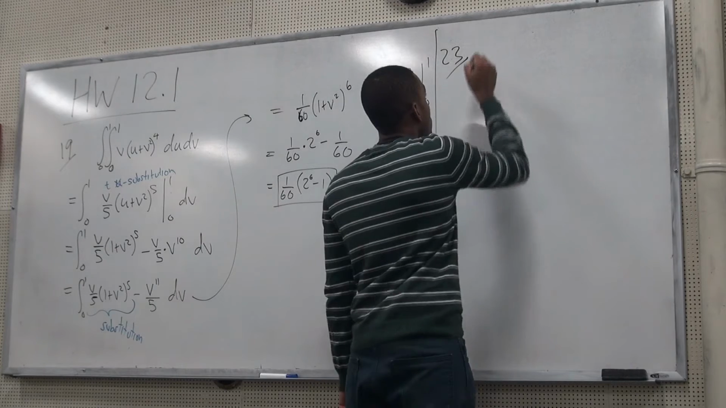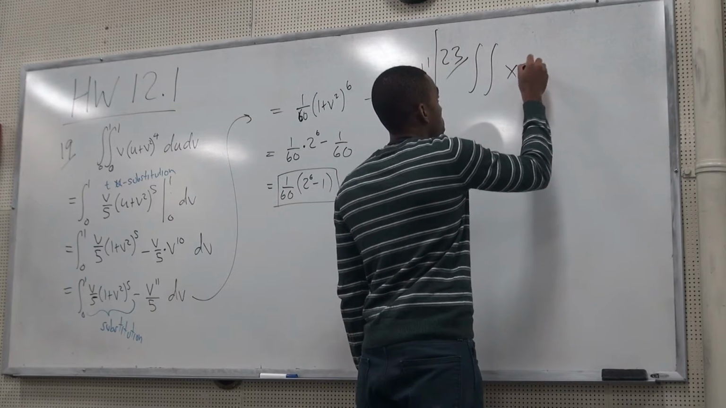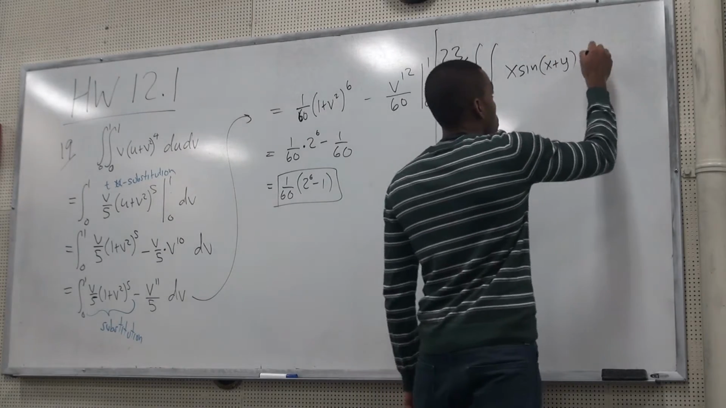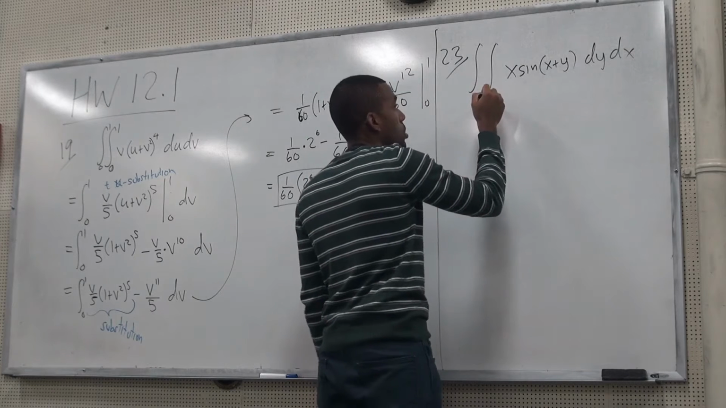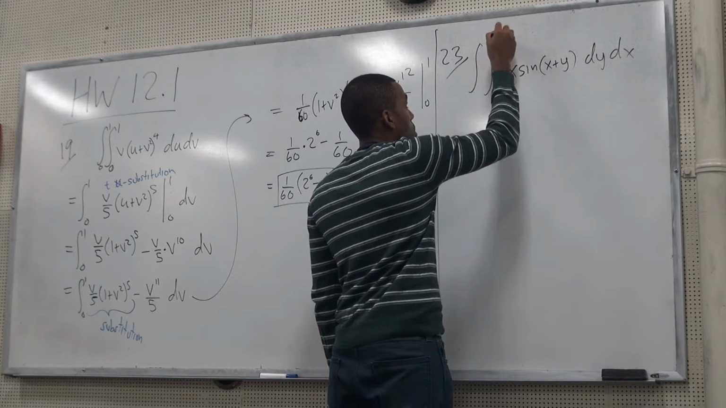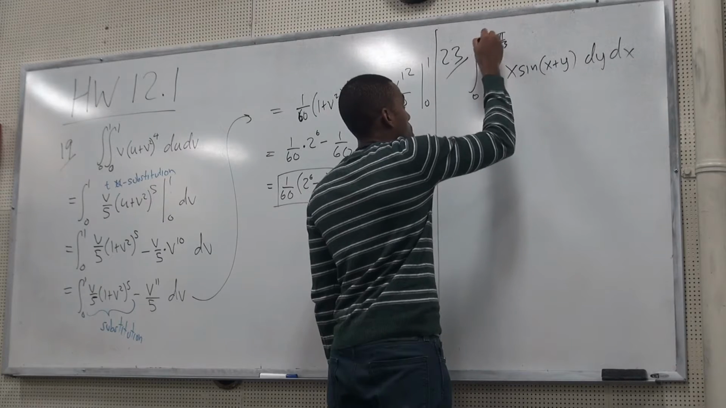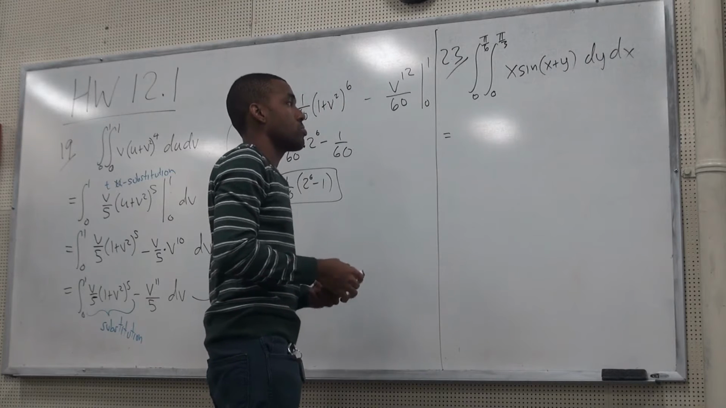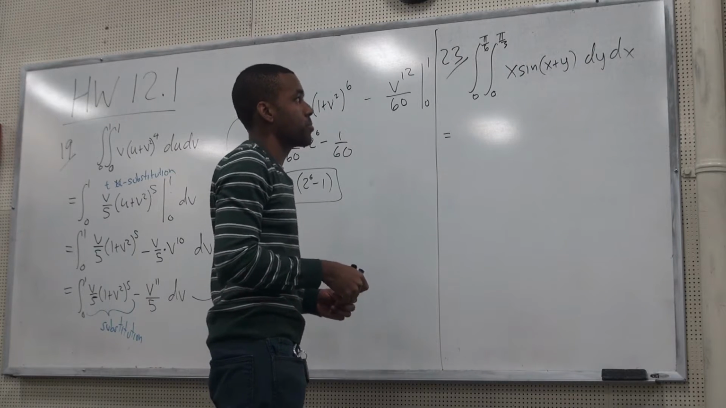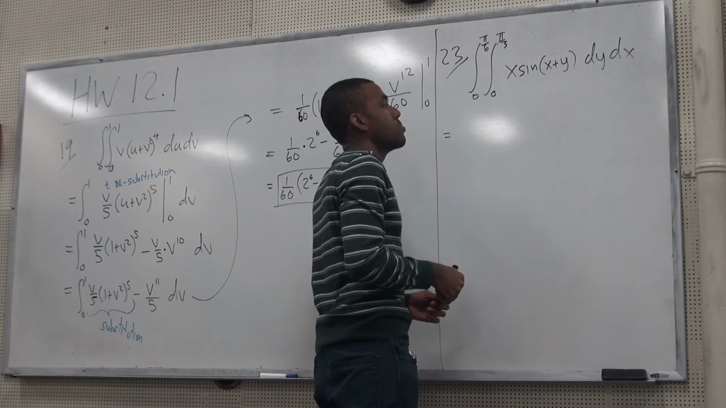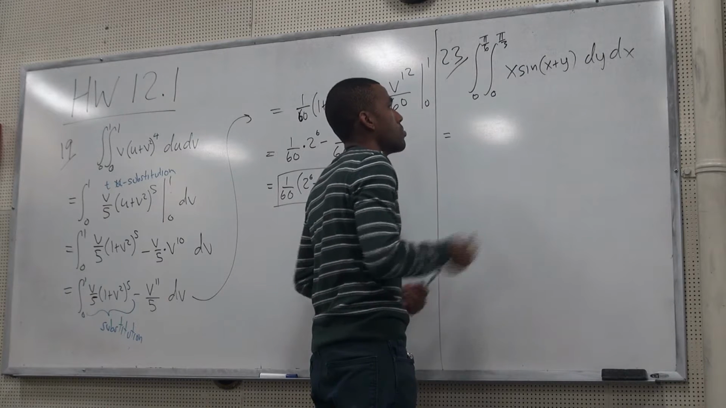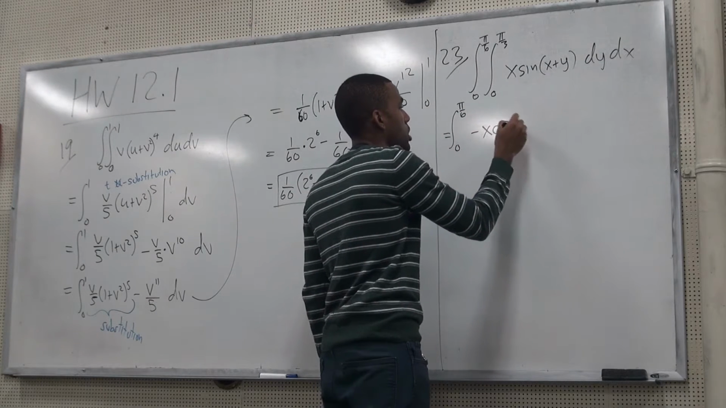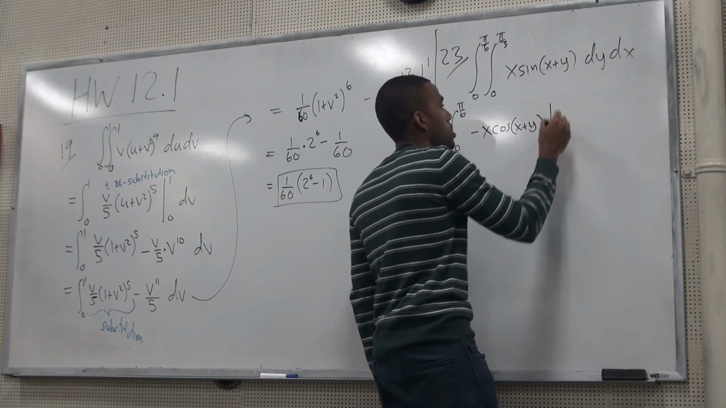The other one? 23. Double integral of x sine of (x plus y), dy dx, with x from 0 to pi over 3 and y from 0 to pi over 6. Okay. How do we do that one? Minus x cosine of (x plus y) between 0 and pi over 3.